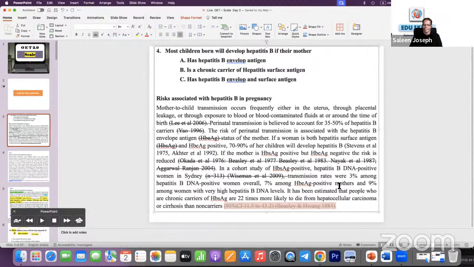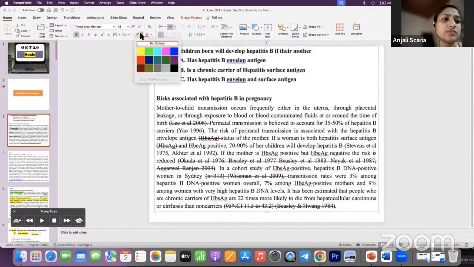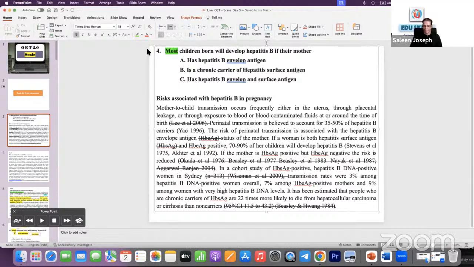Now, as per scale, one scale expression. Could you tell me what is the scale expression in the question stem? Just type in the chat box. Most is the scale expression. If you have seen the suggested video and if you have attended my previous sessions, yesterday or day before yesterday, we have repeatedly emphasized these things. We'll tell you later as well.